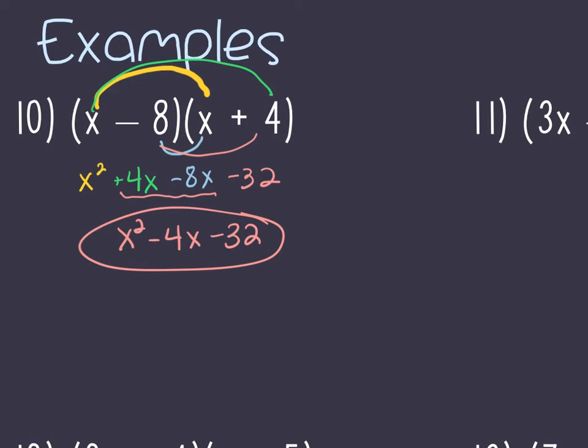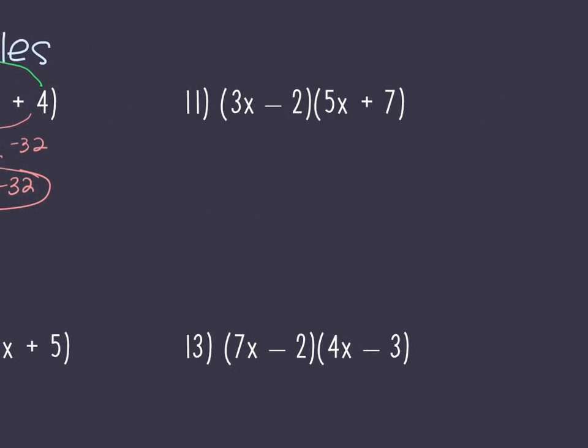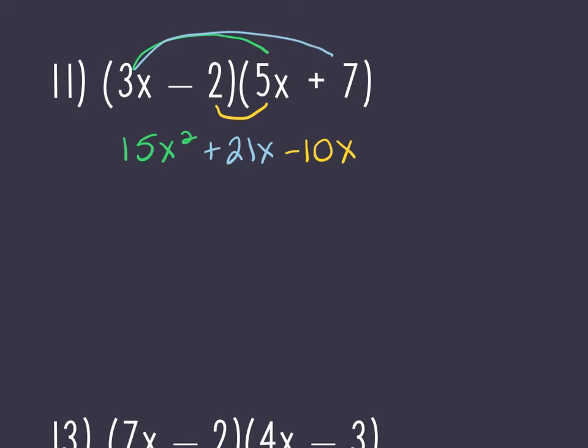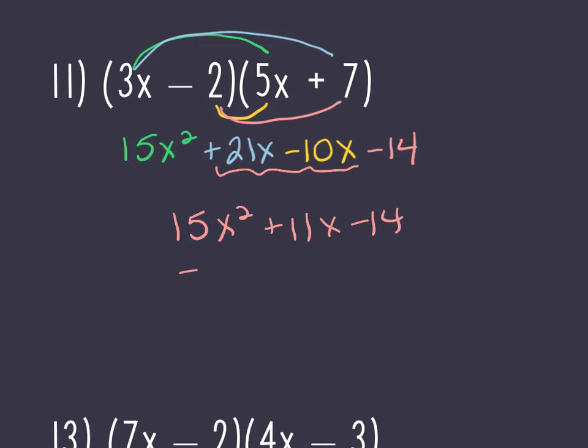Easy stuff, right? We remember FOILing. Yes, head nodding. Good, good, good. Just be really careful. 3x times 5x is 15x squared. 3x times 7 is positive 21x. Negative 2 times 5x is negative 10x. Negative 2 times 7 is negative 14. Combine my like terms. 15x squared plus 11x minus 14.